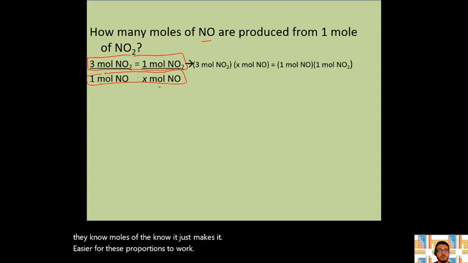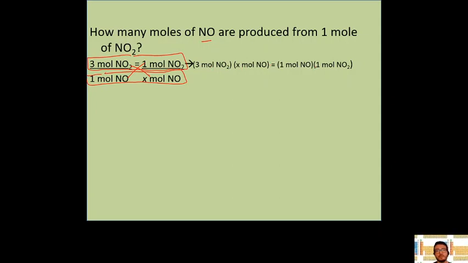you cross multiply. This times that, this times that. I'm going to keep all of the units, so it's going to look a bit funny, but it's just 3 moles of NO2 times X mole of NO. So you write that down. Do the same thing for the right-hand side.